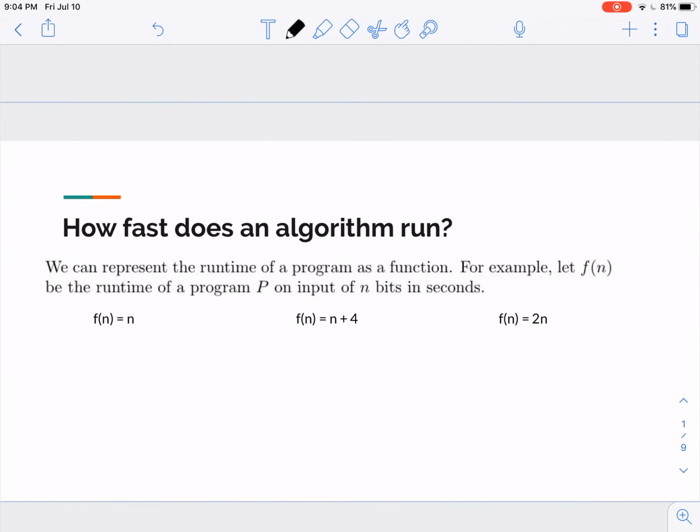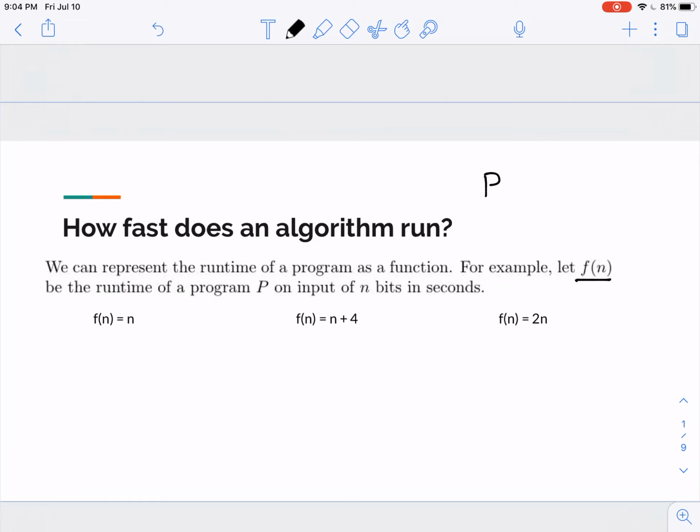So let's start with just a question of how fast does an algorithm run. Let's say we have some program P, then we can represent the runtime of the program as a function. So we'll have function f of n, where n is some natural number, be the runtime of program P on an input of n bits in seconds.